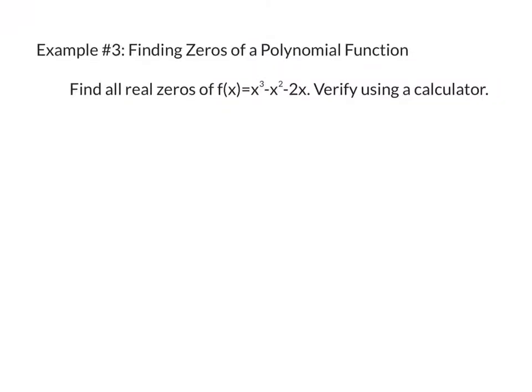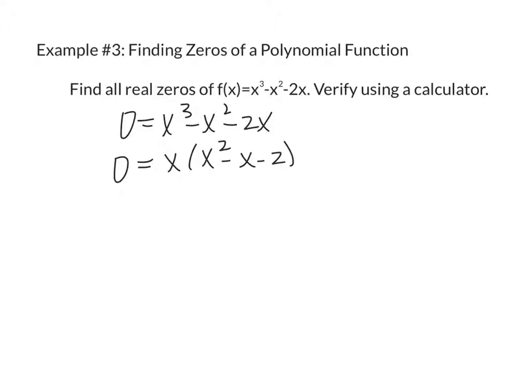All right, so in example 3, we're going to find all the real zeros of this function, and then we're going to verify using our graphing calculator. So in order to find real zeros, what you need to do is factor by setting the function equal to 0. So I have x cubed minus x squared minus 2x. Now first, what you should recognize is that the greatest common factor of these three terms is x, so I can factor out an x from all of these.